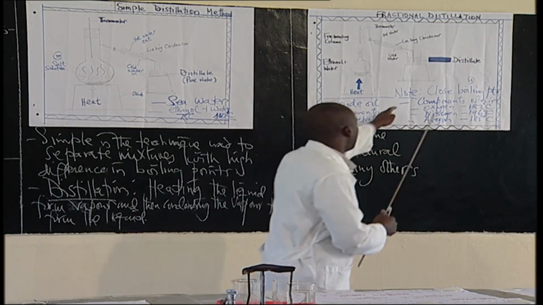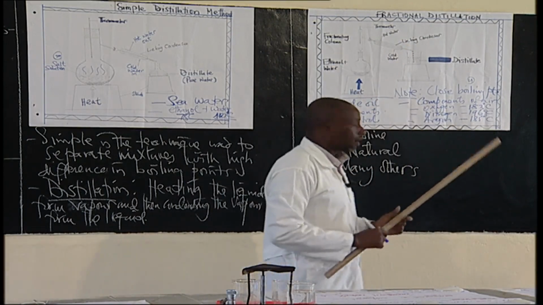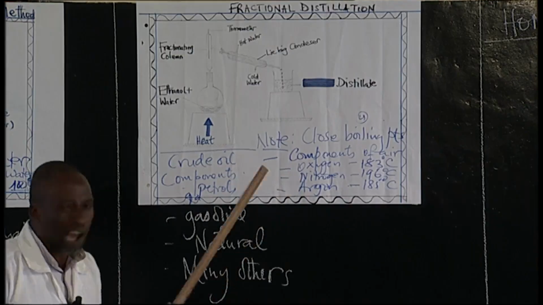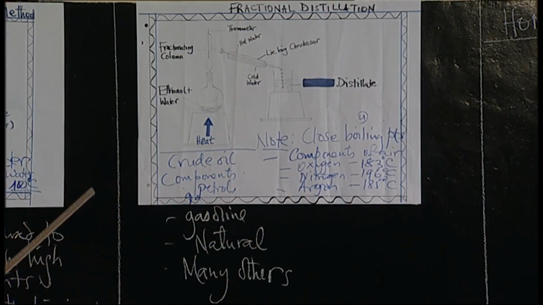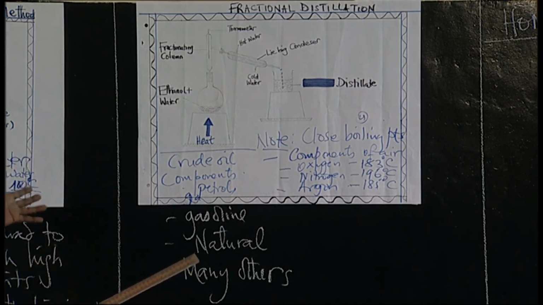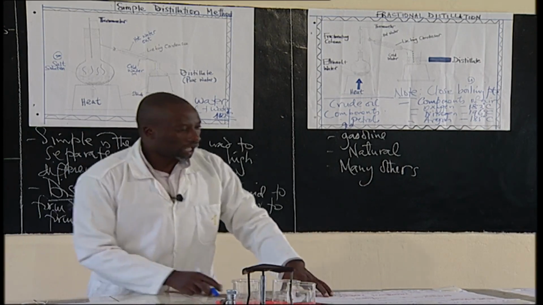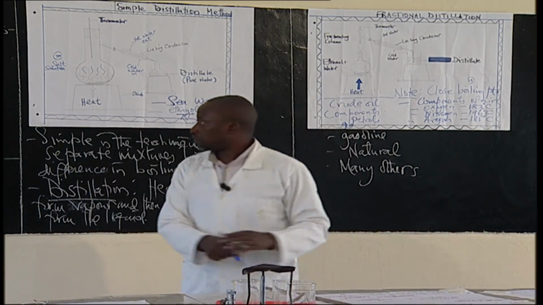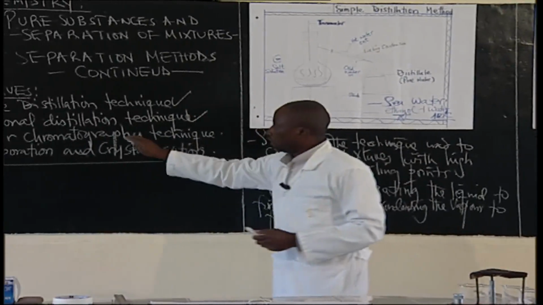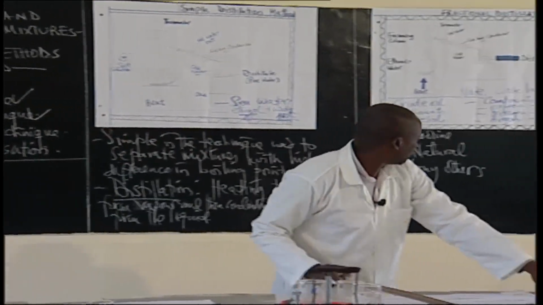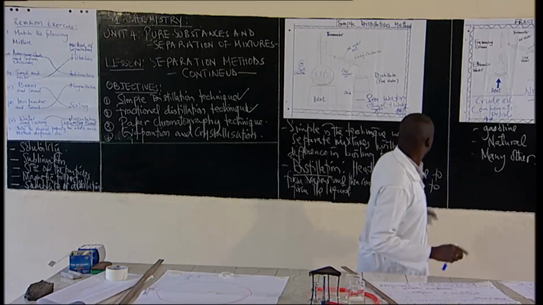Close together. We have given an example of the components of air, where we have oxygen, nitrogen, and argon with very close boiling points. So the fractionating column will separate them by putting them in fractions and then collected as a distillate. So we'll just move straight to another technique that we're supposed to look at, which is paper chromatography.